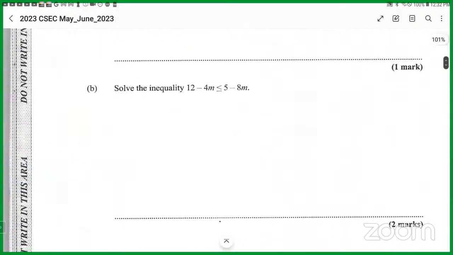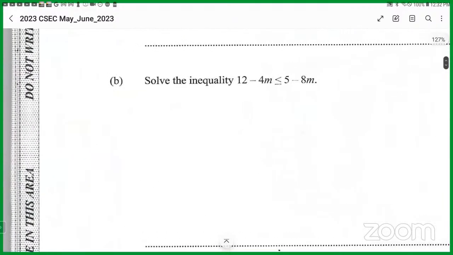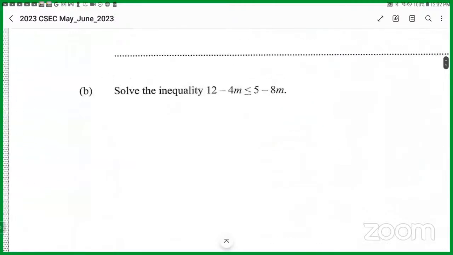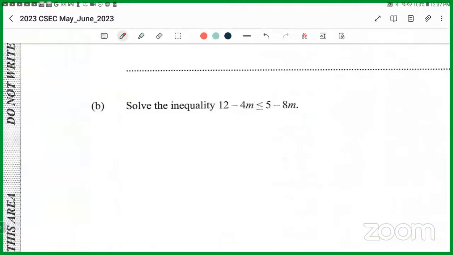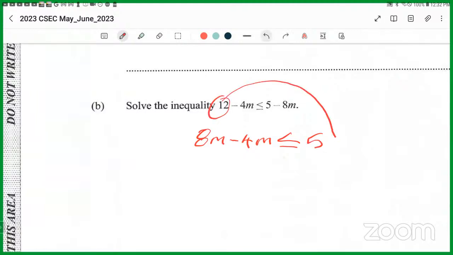All right, so this one is a straightforward one. Solve the inequality. You basically want to group the m terms on the same side. You're going to take this and bring it over here. You get 8m minus 4m less than or equal to 5, then this 12 goes over and becomes a negative 12. The normal transposition. So this negative 8m comes over and becomes a positive 8m. This minus 4m stays minus 4m. This 5 on the right side stays 5. This 12 comes over, becomes a negative 12.